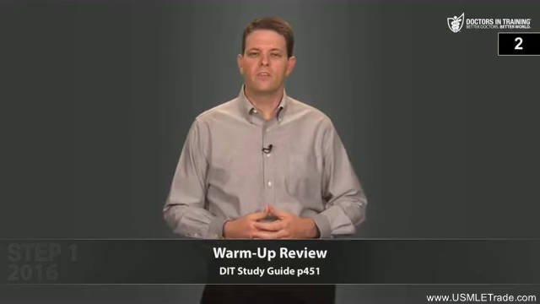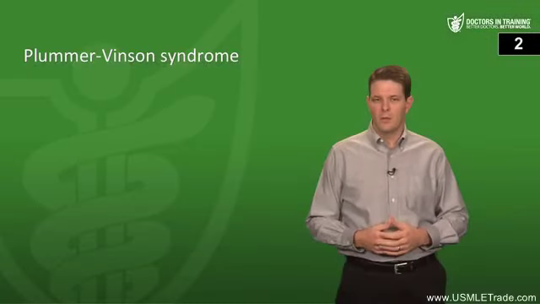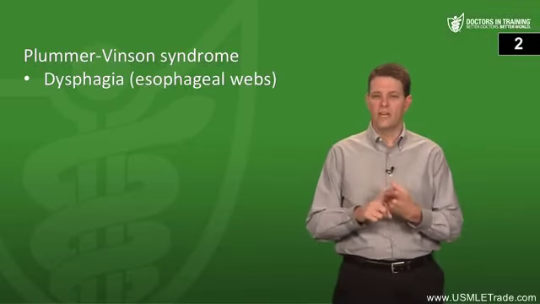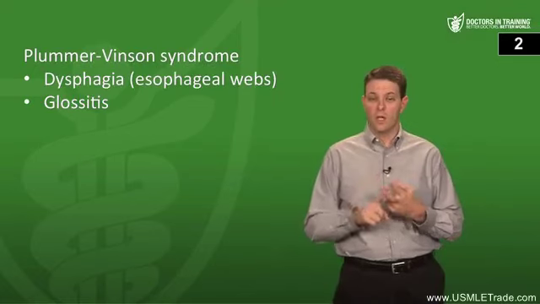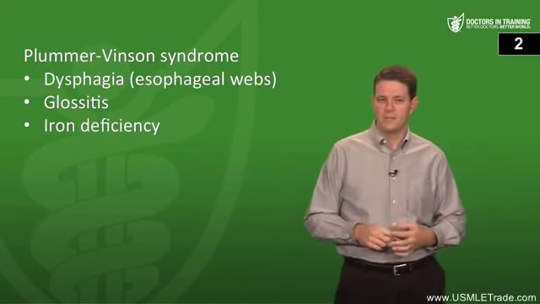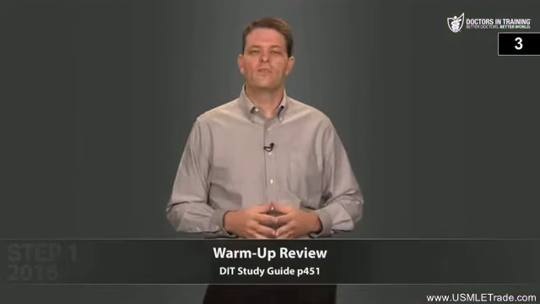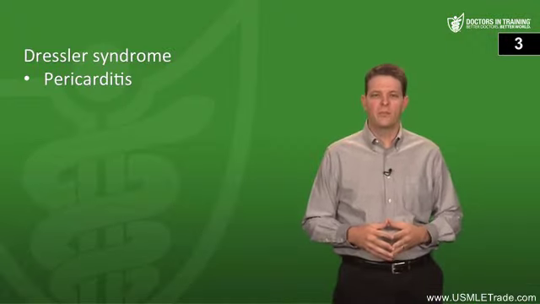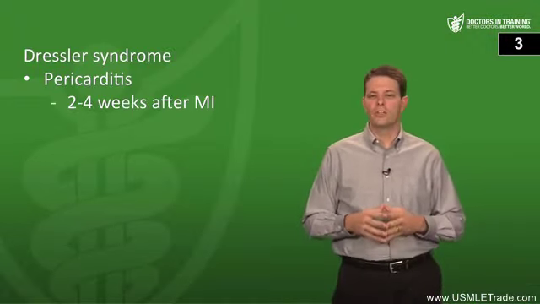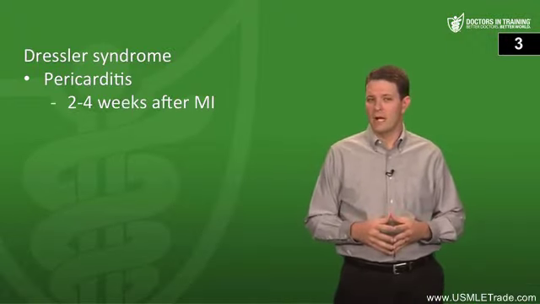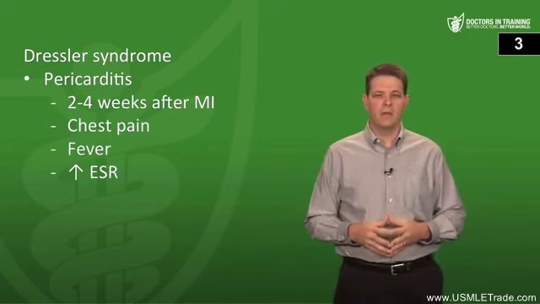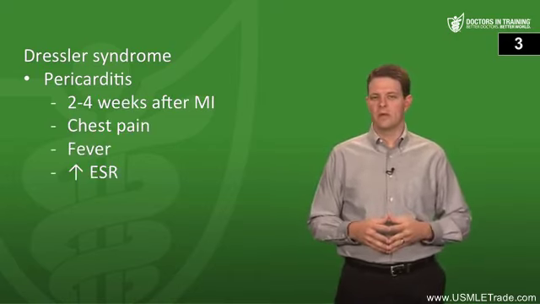Next, what are the features of Plummer-Vinson syndrome? Plummer-Vinson syndrome is a triad of dysphagia from esophageal webs, glossitis, and iron deficiency. And the last one, what is Dressler syndrome? Dressler syndrome is pericarditis that occurs usually 2 to 4 weeks or more after an MI. The patient can present with chest pain, fever, and an increased sed rate.